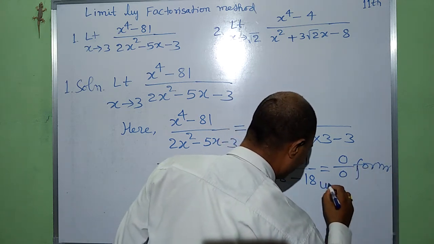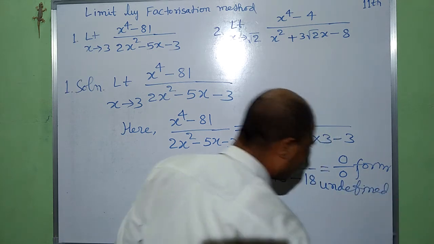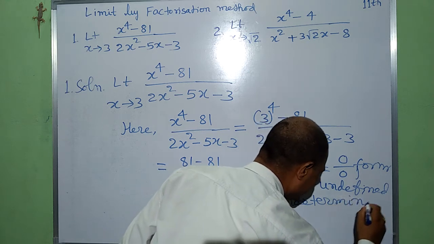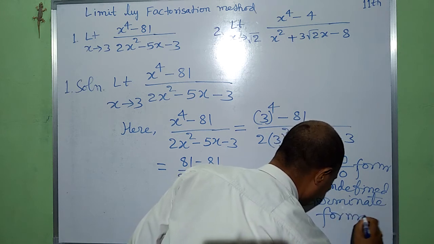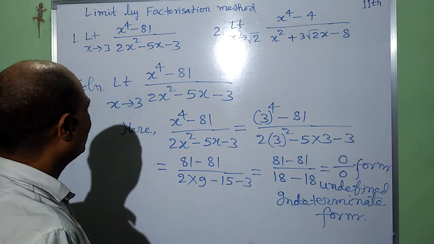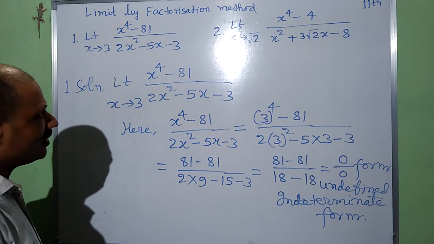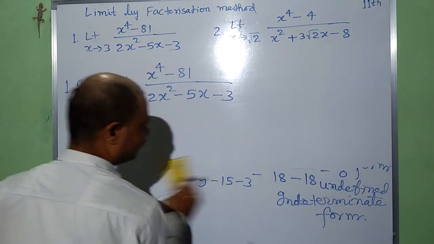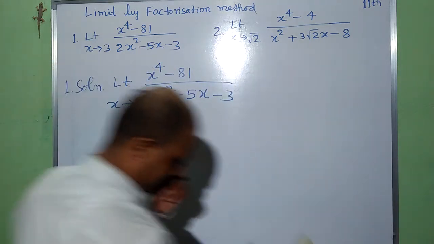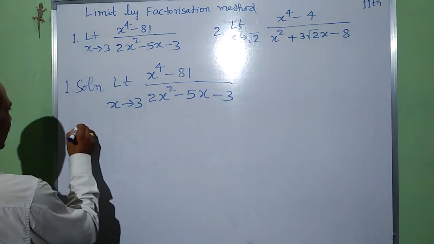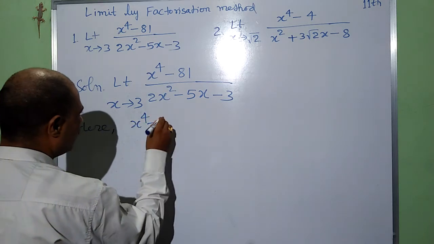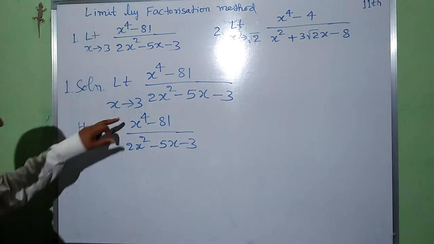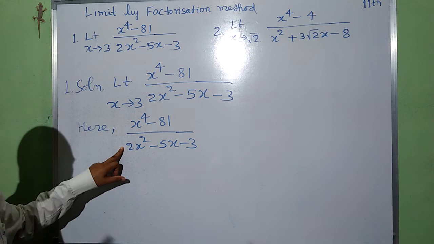This is undefined form or indeterminate form. This is in indeterminate form, but we have to find its value with help of limit by factorization method. We have to factorize it. First of all, here x to the power 4 minus 81 by 2x square minus 5x minus 3. We have to factorize numerator as well as denominator, and common factors will be cancelled.